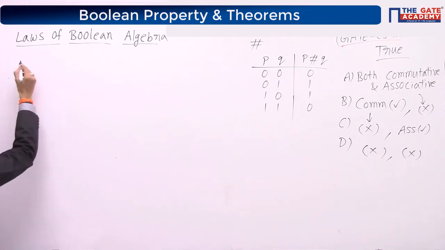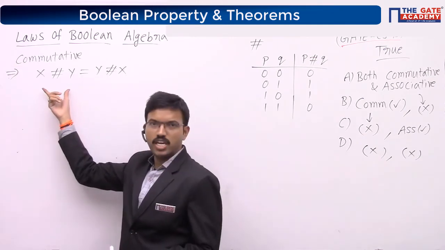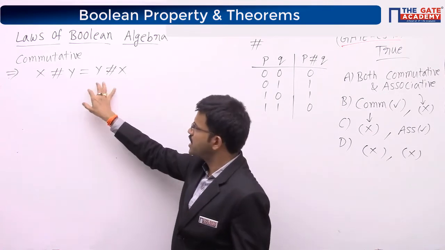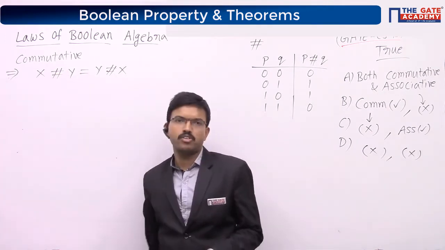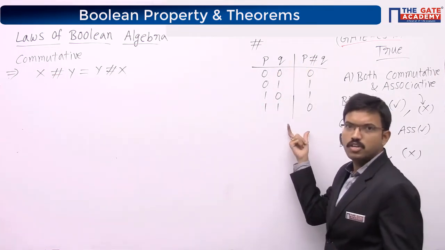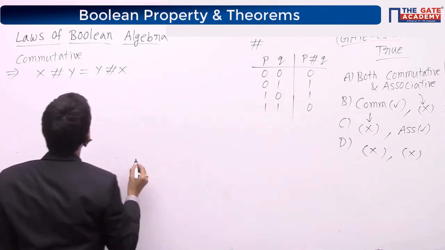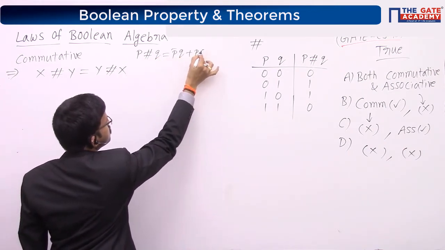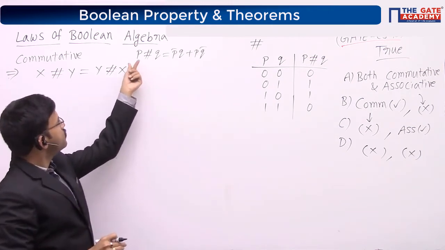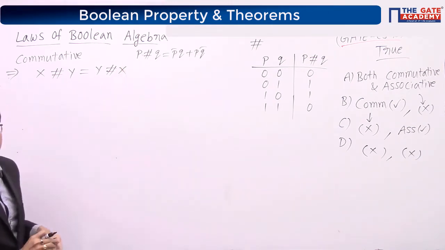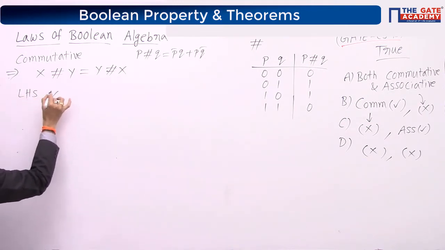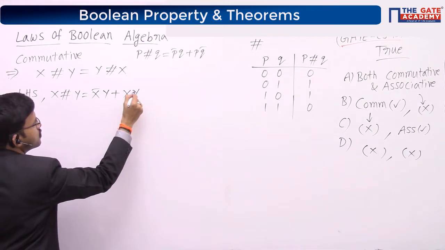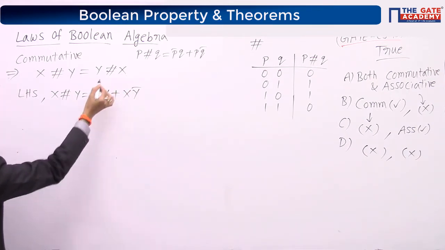First let us see regarding commutative. If you are considering 2 variables x and y, among those 2 variables, if you are operating with the binary operator hash, you can change the order of the variables. If it is satisfying like that, that means that particular operator is satisfying the commutative law, right? So from this particular truth table, we know this is the exclusive OR. So we can write p hash q as p bar q plus p q bar. So first I am considering x hash y. In the place of p, substitute x. In the place of q, substitute y. First I am considering LHS, x hash y. That equals x bar y plus x y bar. Now I will consider RHS.